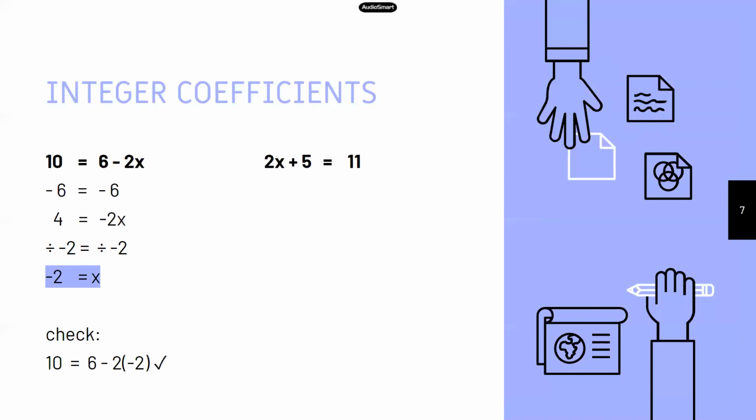Now you can try this next problem on your own. Again, don't worry if you don't get it right on the first try, you'll get it with practice, but the problem that we're working with right now is 2x plus 5 equals 11. So go ahead and try that on your piece of paper. Just pause the video for a few seconds and give it a go.